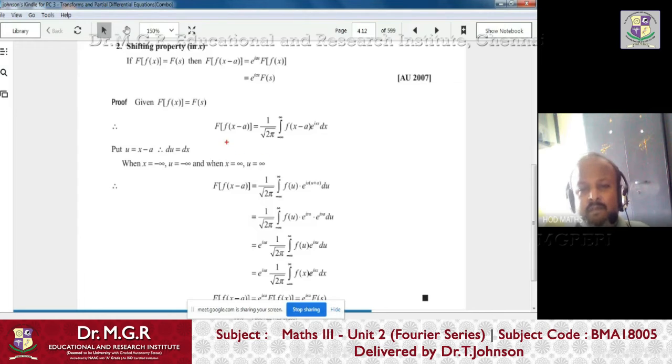Fourier transform of f of x minus a. Then you put x minus a as some u, right? Then du equals dx, and infinity to minus infinity as it is. F of x minus a changes to f of u, and e power isx. In place of x, you can substitute a plus u.